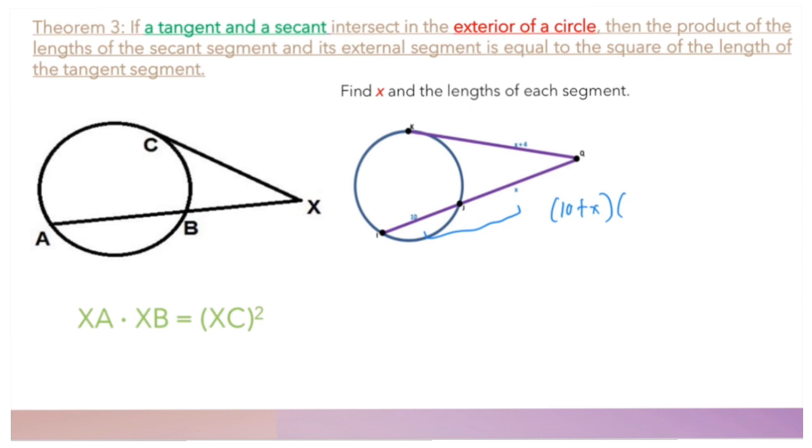Multiply it to our exterior, which is x, and it's equal to x plus 4, because that's the measurement of the tangent raised to 2. So first off here, we distribute x to the given binomial. We're going to have 10x plus x squared.